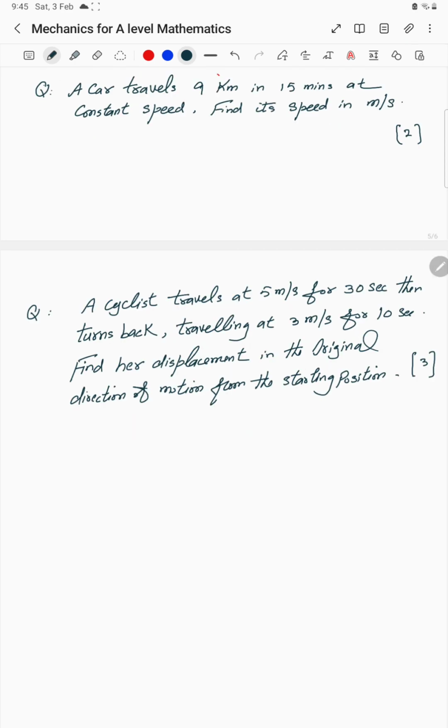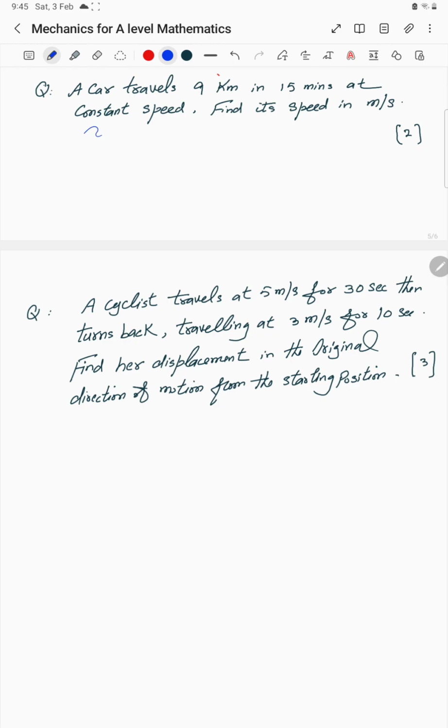Okay, guys, here are two numerical problems. Problem number 1 states: a car travels 9 kilometers in 15 minutes at a constant speed. Constant speed means the acceleration will be 0, because acceleration is the rate of change in speed or velocity in a particular direction. Find the speed in meters per second.